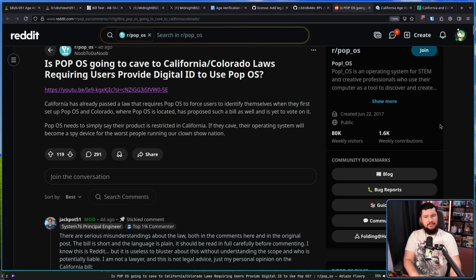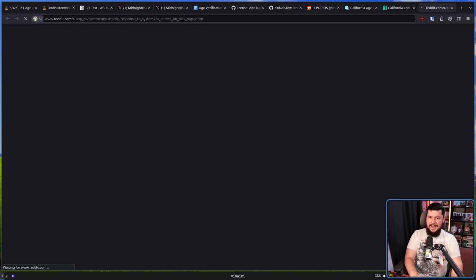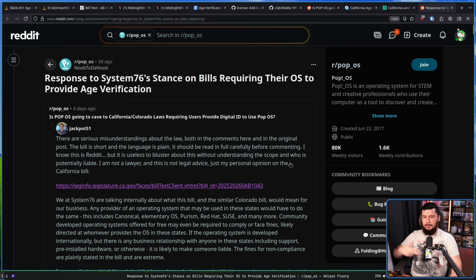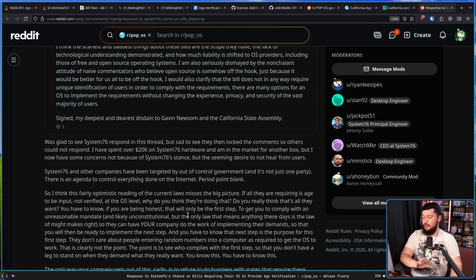Now, this thread was temporarily locked, and then another one was opened in response to the locking. And again, trying to put some level of blame onto System 76 for trying to comply with the law. Was glad to see System 76 responded in this thread, but sad to see they then locked the comments so others could not respond. I've spent over $20,000 on System 76 hardware and am in the market for another box, but I now have concerns not because of System 76's stance, but the seeming desire to not hear from users.